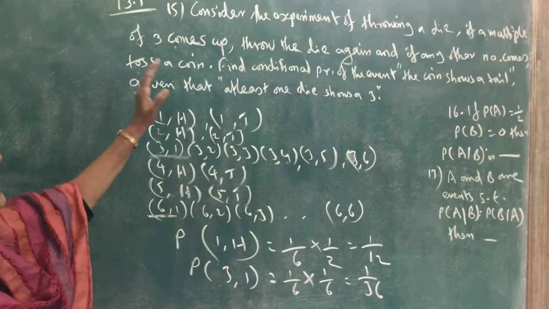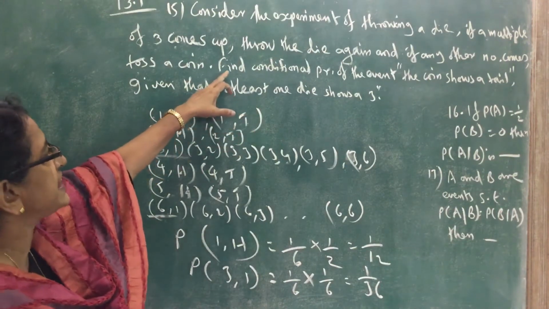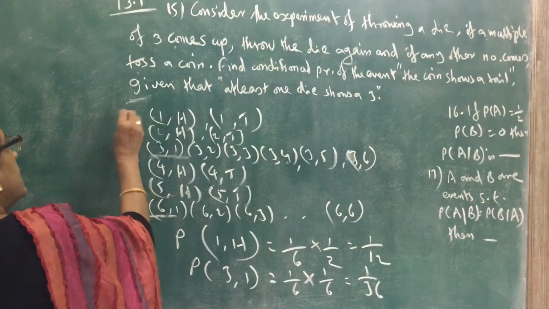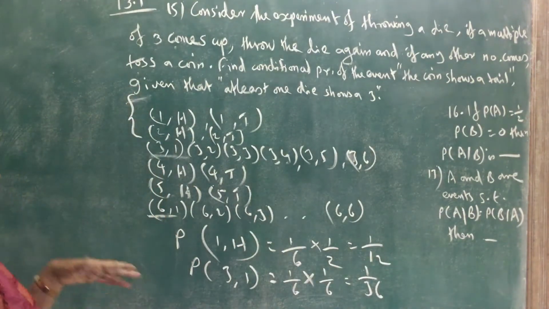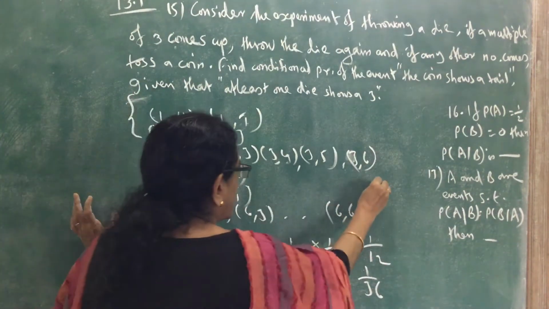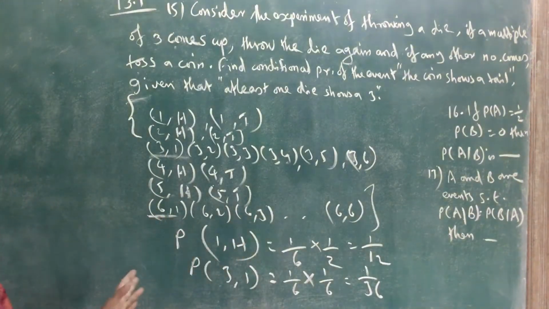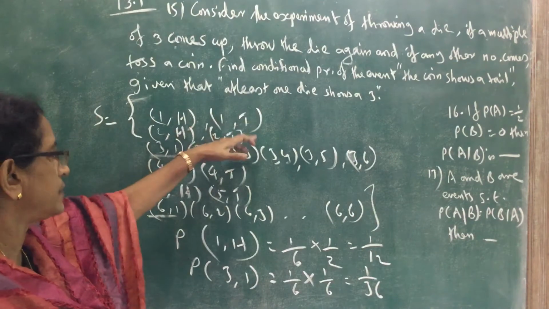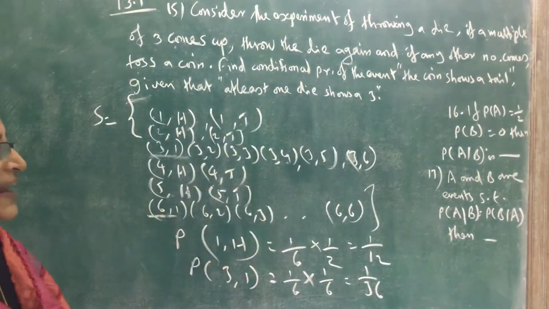Now we can write what is E, what is F. You have to write in order, put a comma, and write all the elements of the sample space. So S is equal to all these elements. You have to write in the bracket.